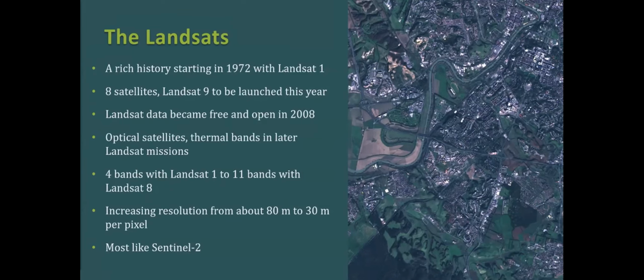Landsats are also optical missions. They also offer thermal bands in the later ones, but this is not present in the earlier missions. So you can see in the next point, it started with 4 bands with Landsat 1 and continued to about 11 bands with Landsat 8. The resolution has also increased over time from about 80 meters per pixel to about 30 meters per pixel. And of all the satellites we have reviewed and will review, this is most like Sentinel-2.